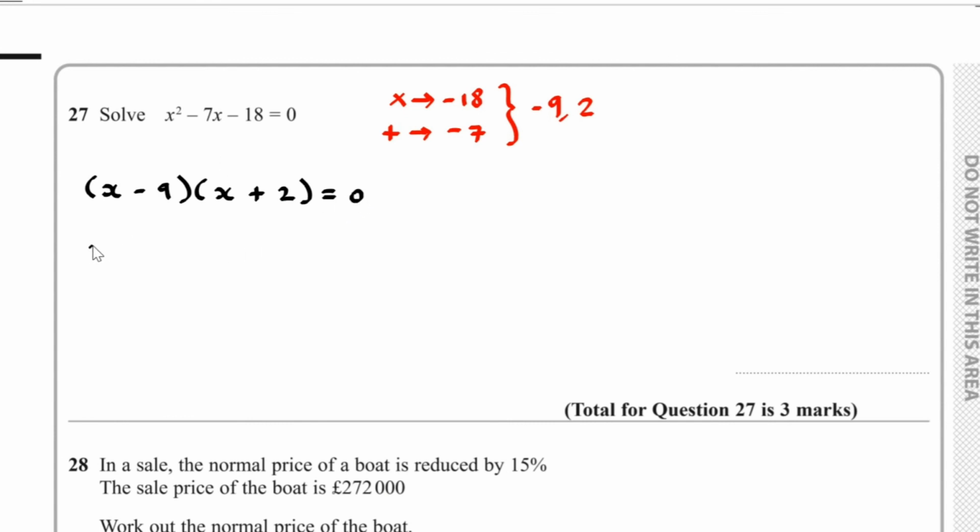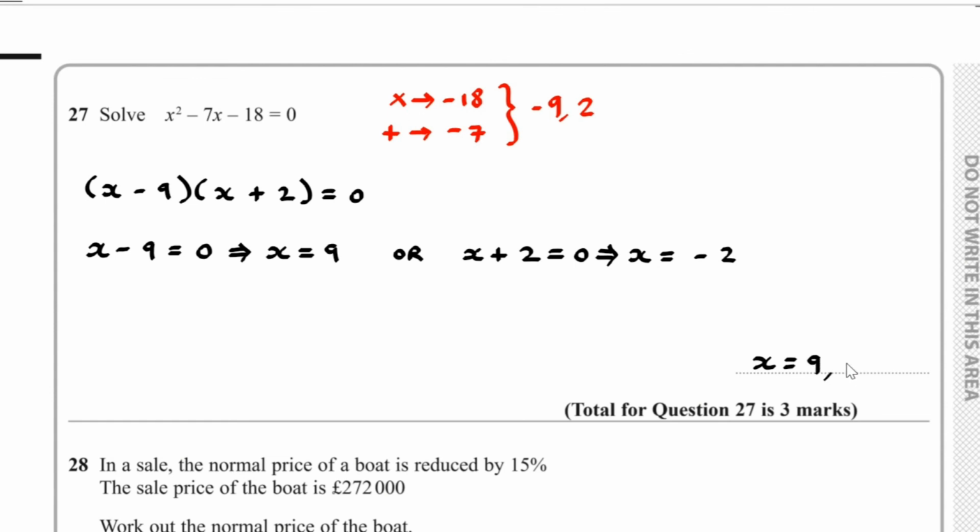So, if x minus 9 is equal to 0, that would imply x is 9. Or, if I have x plus 2 equaling 0, that would imply x is negative 2. So I've got solutions x equals 9 or negative 2.